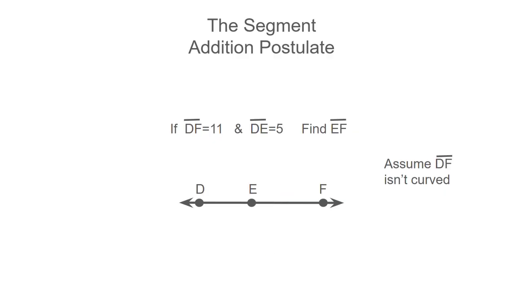Same deal here, but we must subtract this time. The postulate still applies though, just in reverse. So we subtract the part, or 5, from the whole, or 11, to find the other part, which will be 6.